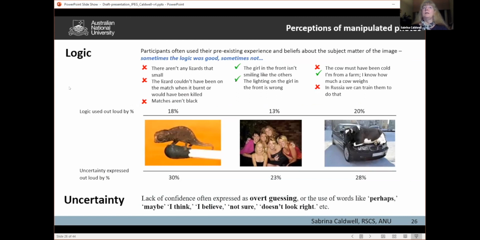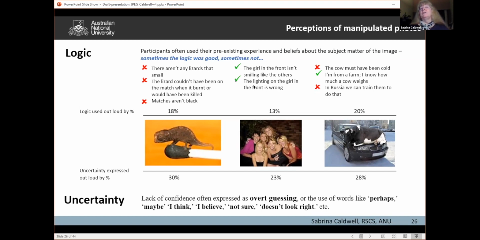Another element that comes into it is logic and uncertainty. This is the photograph you saw earlier of the Brookesia micra chameleon. It was really interesting how people used logic to determine whether or not a photograph was manipulated. In this case, the arguments were, there aren't any lizards that small. One of my favorites: the lizard couldn't have been on the match when it burnt, or it would have been killed. Matches aren't black. So this is a cultural thing, in that some people don't realize that matches can be produced with black match heads and not just red ones.